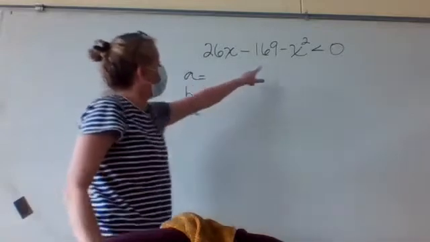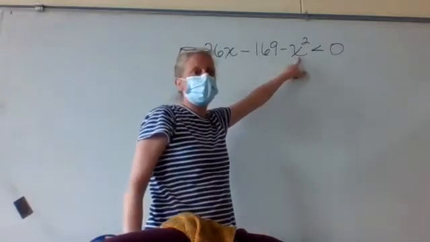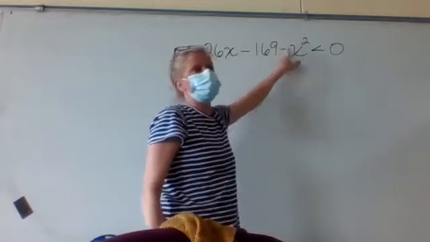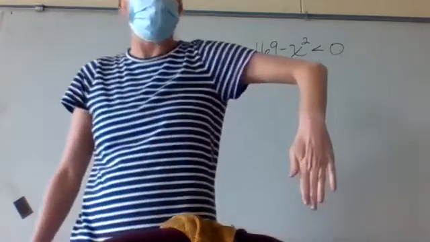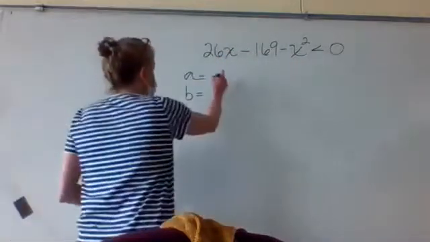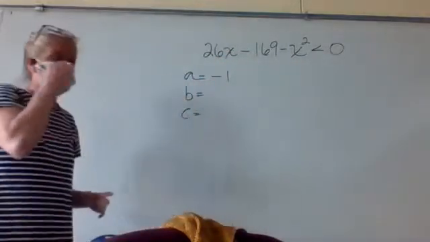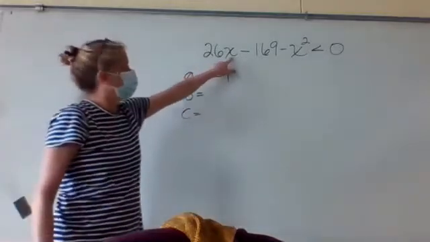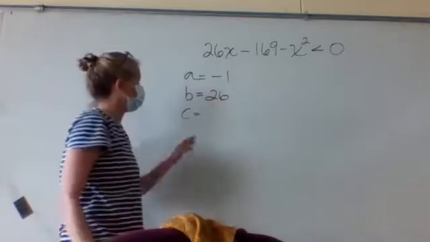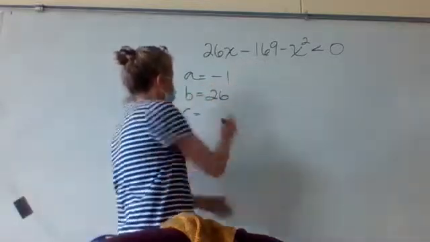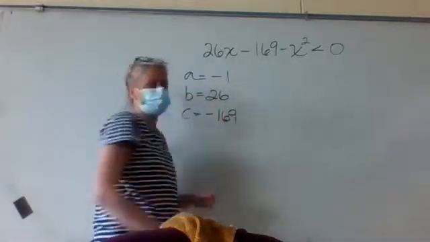So once again, a is always in front of x squared, which in this case is negative 1. That's also telling me that my parabola is going to be upside down, right? Since my x squared is negative. My b is in front of the x. So there's my x. In front of it is a 26. My c is the constant, which is negative 169.